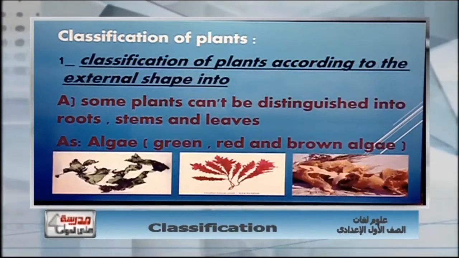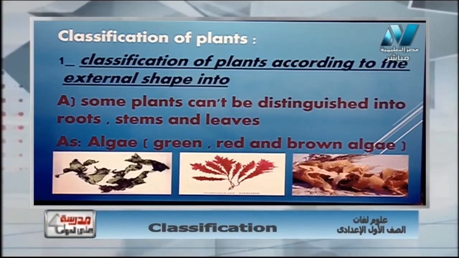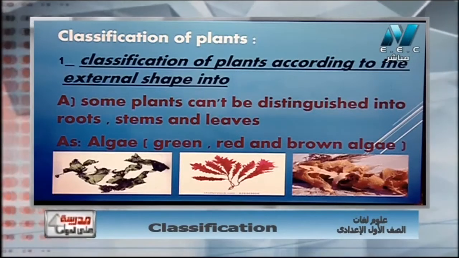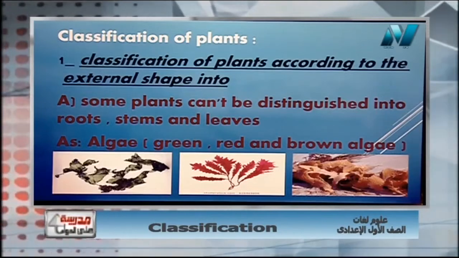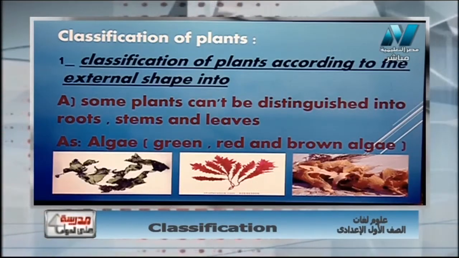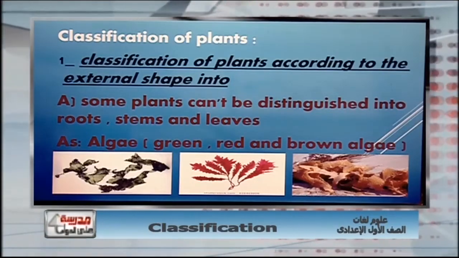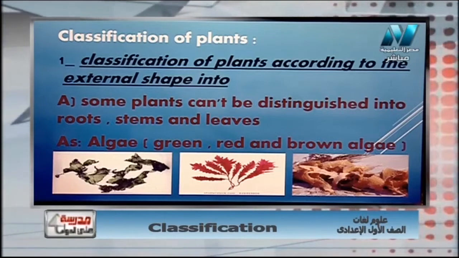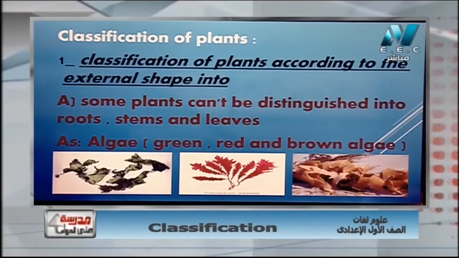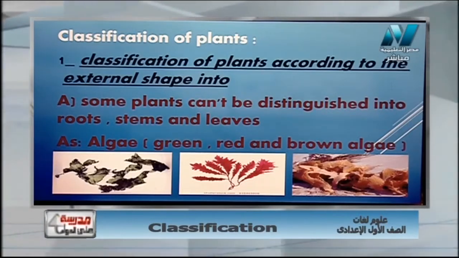Let's talk about classification of plants. Classification of plants according to, number one, external shape. As you remember, my dear students, we can classify plants according to, number one, external shape, number two, way of reproduction. Number one, according to external shape. We can classify plants according to external shape into A: some plants can't be distinguished. What is meant by can't be distinguished? We can't differentiate them into roots, stems, and leaves.